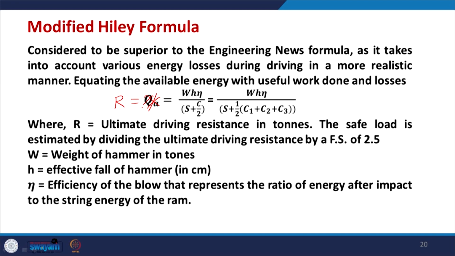The safe load is estimated by dividing the ultimate driving resistance by a factor of safety, that is 2.5. So if we divide the value of R by a factor of safety of 2.5, then you can get the allowable load QA.